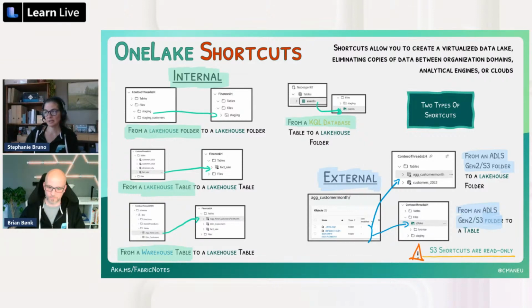Again, you can have the internal shortcuts, between lakehouses, or from a warehouse table to a lakehouse table, or a KQL database to a lakehouse folder. A great use case for this: maybe you've got a standard list of stores and you don't want to copy that from one workspace to another just to make it accessible. You can just make a shortcut. And then we've got the external ones. The plans are to add more sources for external shortcuts, but right now you can have ADLS Gen2 or AWS S3. I think Google is coming. There's also Dataverse. So keep an eye on that roadmap because there will be more shortcuts available.